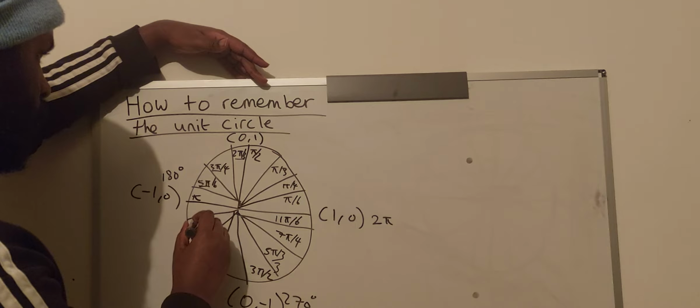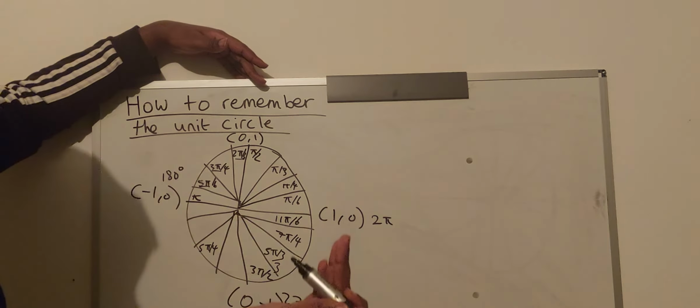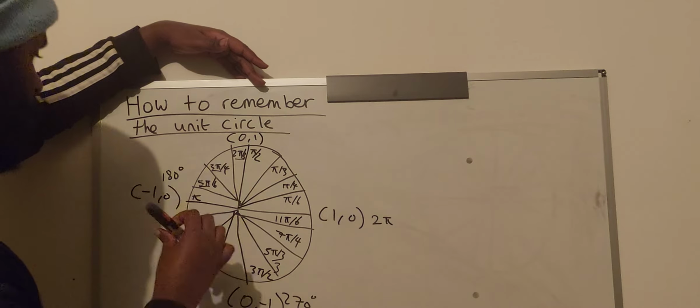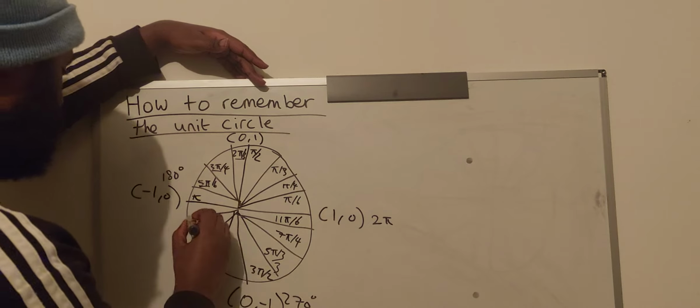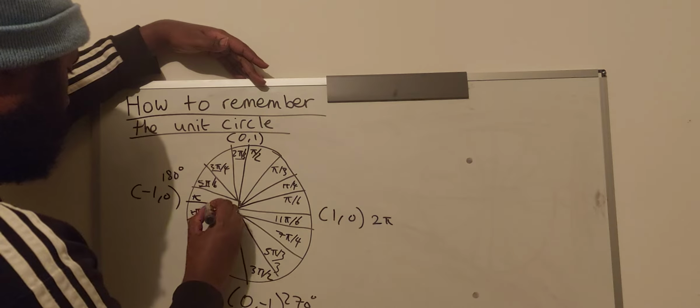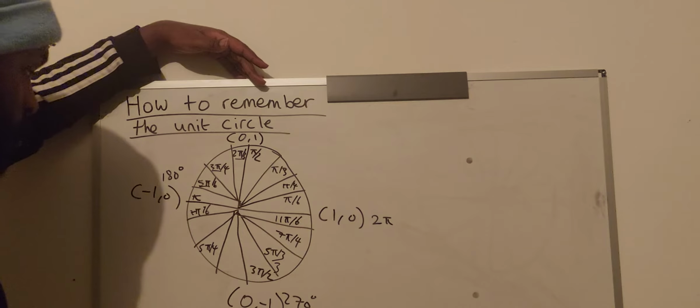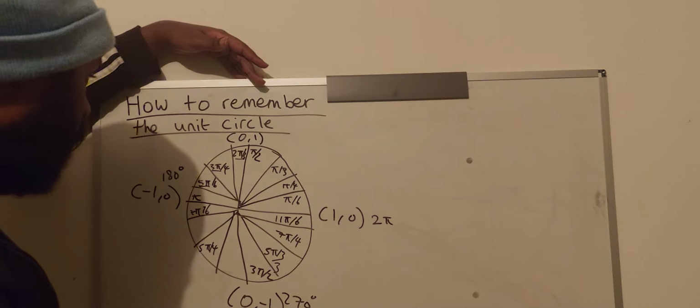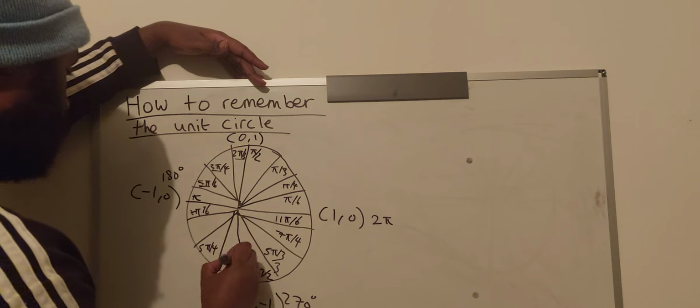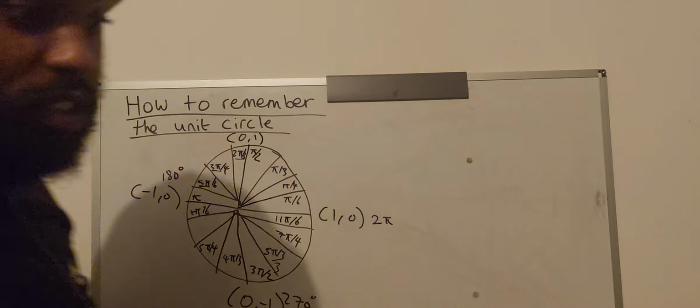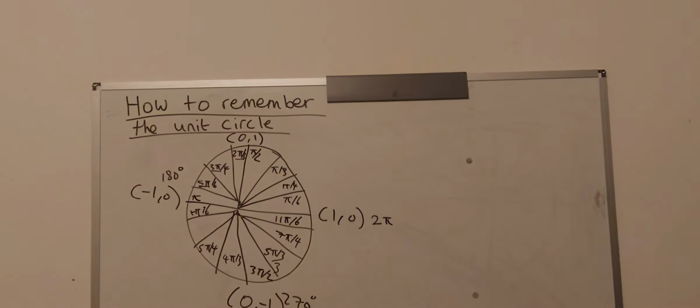This is going to be kind of tricky. I almost forgot, but it's 7 pi over 6. And the last one, which I haven't done yet, is 4 pi over 3. Now let's check if that's correct, guys, because I don't want to make mistakes.